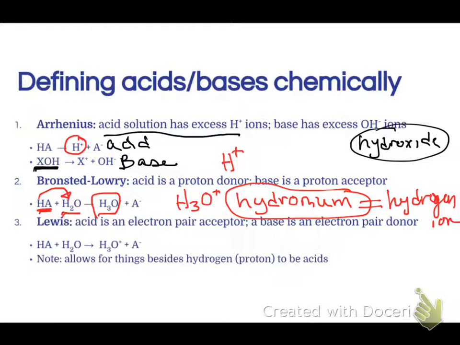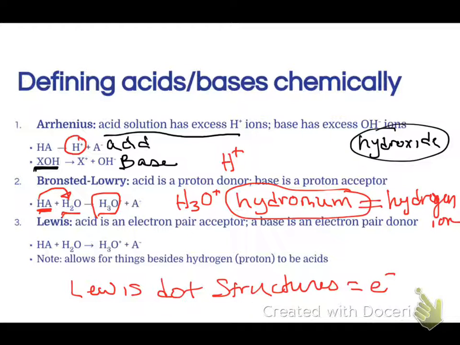And finally, our last definition is by our friend Lewis, he of the dot structures. So Lewis dot structures, of course, we use to show electrons. So Lewis's definition of acids and bases is all about the electrons, all right? So in this definition, acids are electron pair acceptors. Okay, so our definition of Bronsted Lowry is that acids are proton donors, but here the electron pairs are being accepted. So the donor and acceptor relationship is kind of reversed from definition 2.